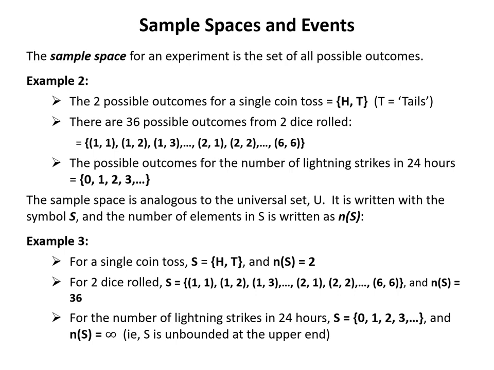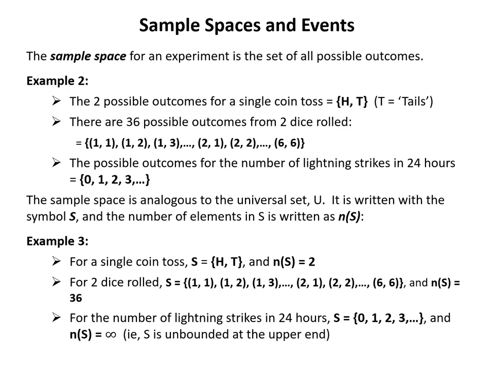And then for the number of lightning strikes in 24 hours, the possible values could be from a minimum of 0 through 1, 2, 3, etc. And in this particular case, theoretically, there would be no upper bound, so we would just end it with a dot, dot, dot. This is an infinite. This particular sample space is infinite on the upper end.